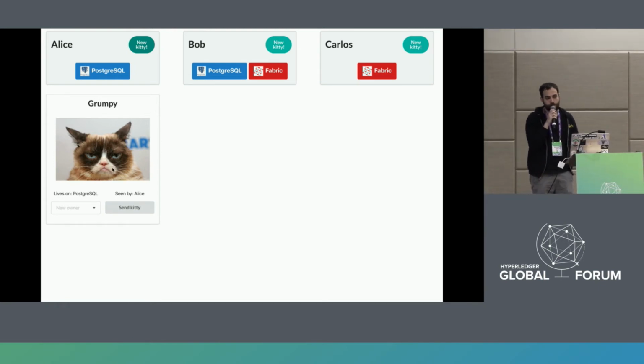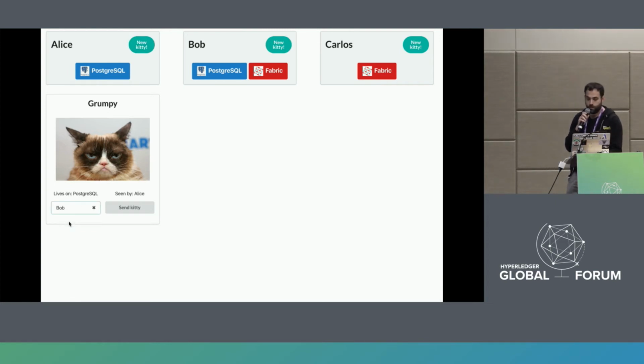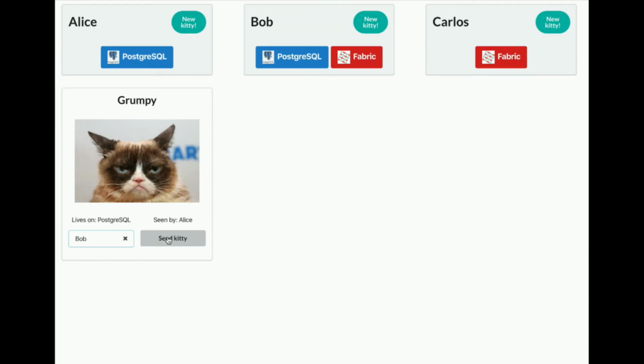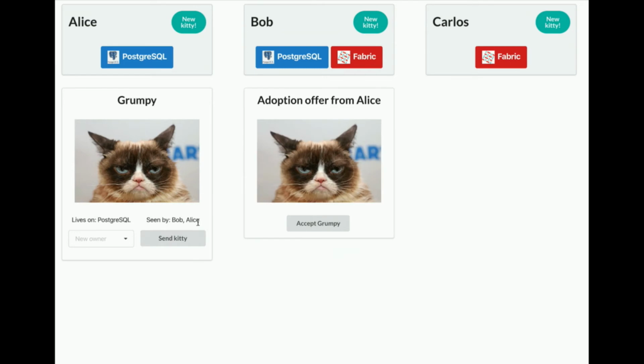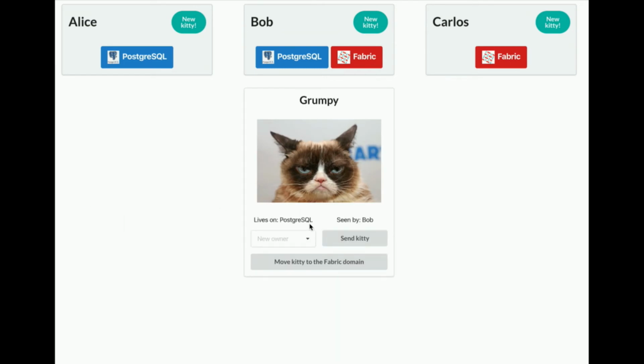So Alice over here is the only one, notice, who can see her kitty, and you can see that where it says seen by Alice. She'll go ahead and send that kitty to Bob. You can now see that it says it's seen by both Bob and Alice, because Alice is now making an offer across a chain from her SQL ledger to Bob's SQL ledger. So Bob's going to see it, say that's a great looking kitty, and accept it.